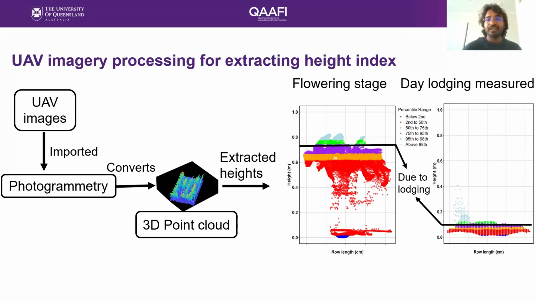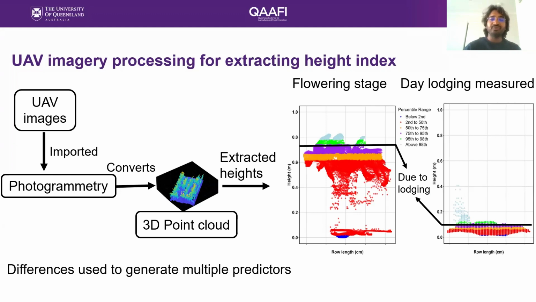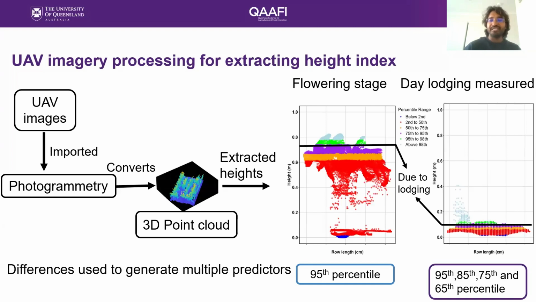The height change between two different stages of the plot is due to lodging. To capture this change, we generated multiple predictors by subsetting height at flight 1 with height of 95th, 85th, 75th, 65th at flight 2 separately. Those predictors were used in various statistical models such as parametric, non-parametric, and ensemble approach.